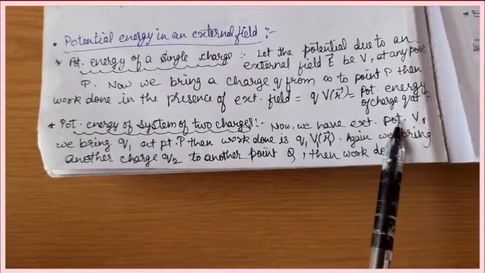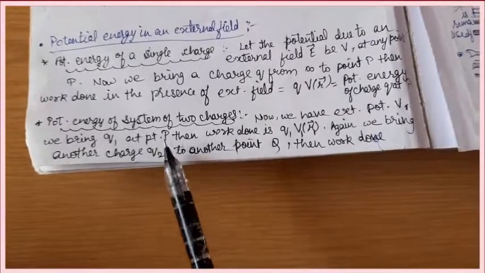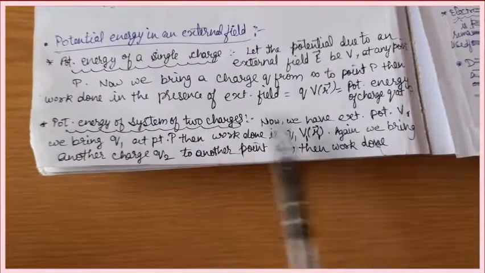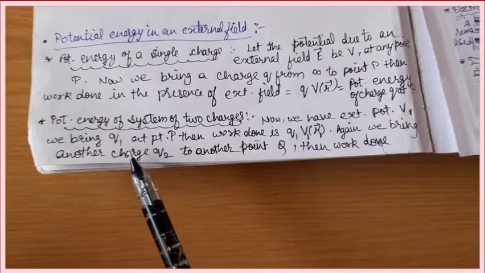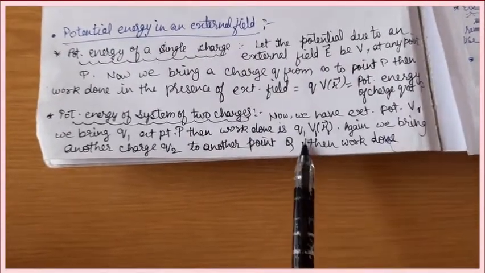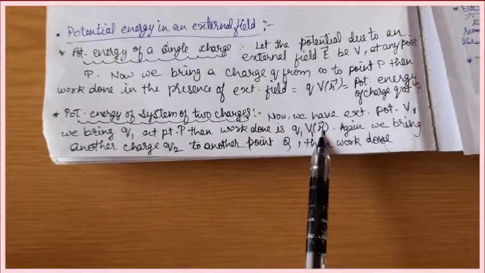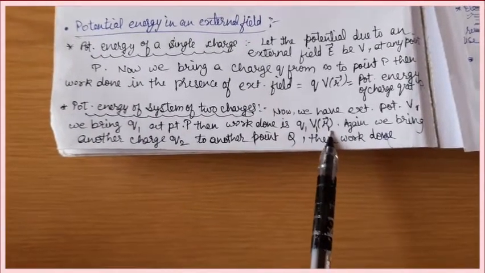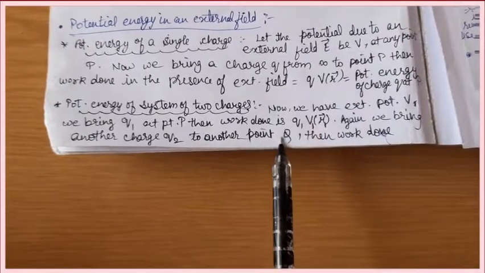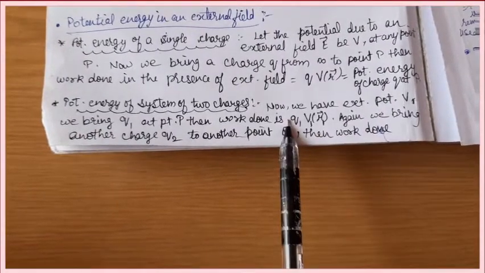Due to any external electric field, we have an external potential V1 at point P, because we know that the value of potential varies from position to position. So at point P, the value of potential is V1. Now we bring a charge Q1 from infinity to point P in the presence of potential V1. Then we have to do work because of the presence of this external potential. This work done is Q1 V1, where the R1 in the bracket shows the position vector corresponding to the potential. So we have to do work Q1 V1. Now this is the work done bringing only charge Q1.